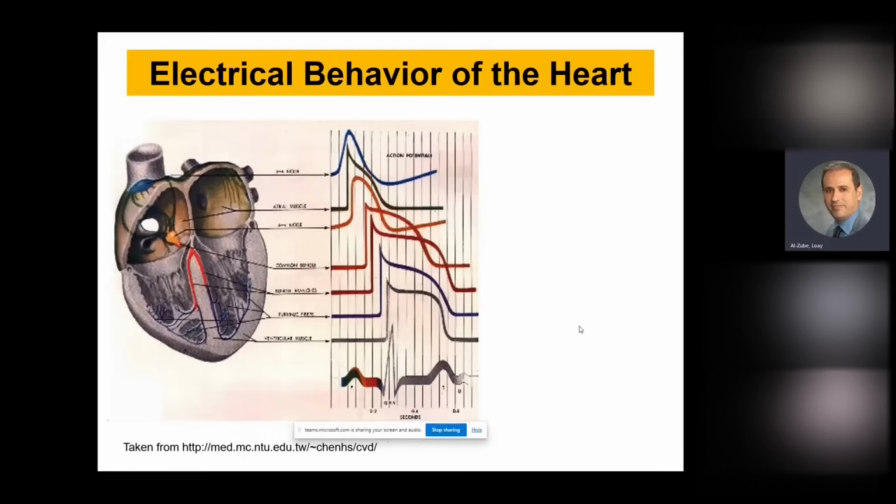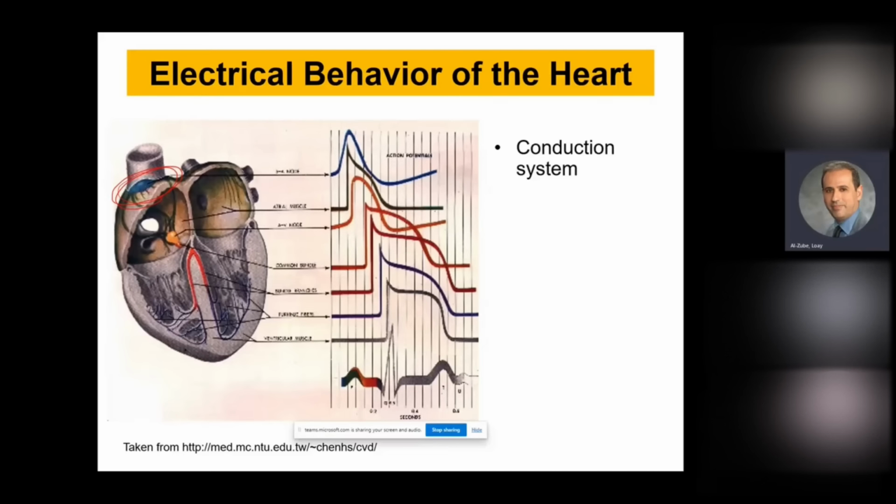Things that are important for us: the electrical behavior of the heart. It's actually a conduction system that starts with the SN node. See this part here? Everything starts actually with this. So the SN node will receive a signal from the brain to start contracting. This is involuntary. When we do the pacemaker, we replace the activity of the SN node.